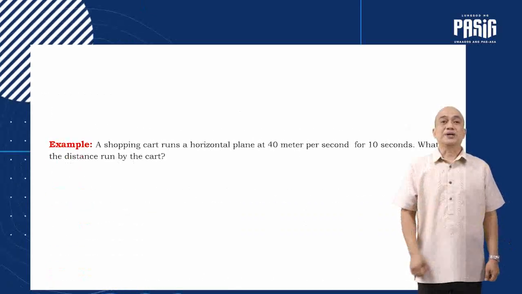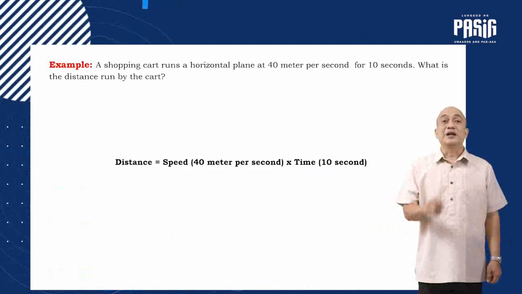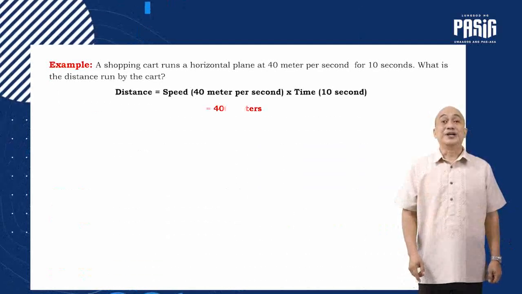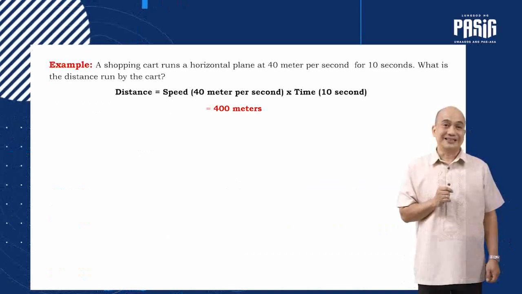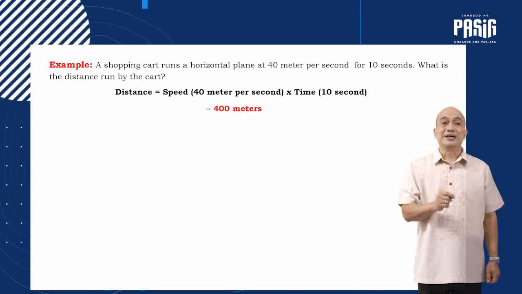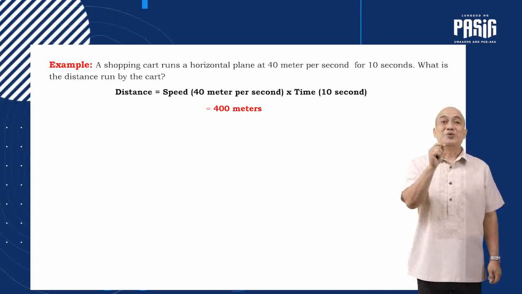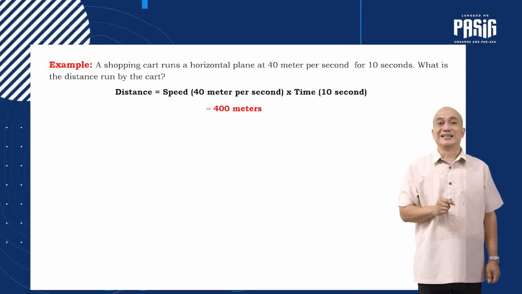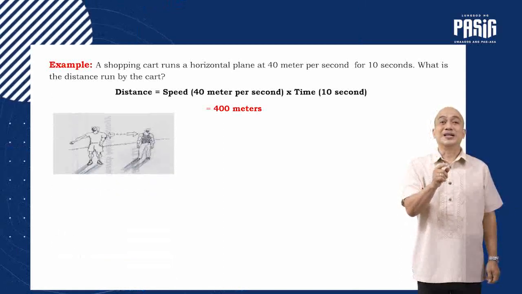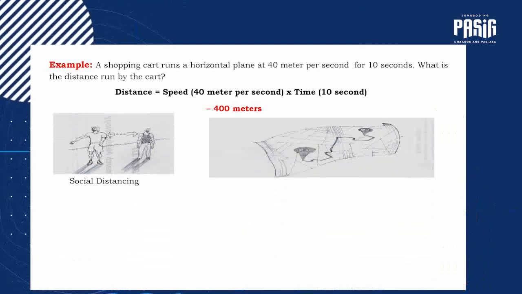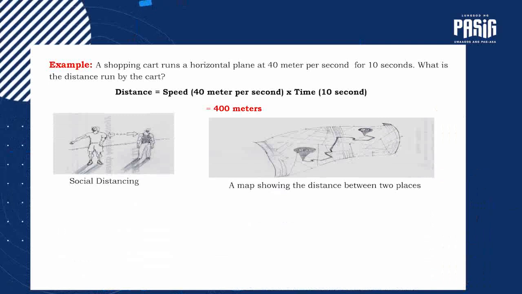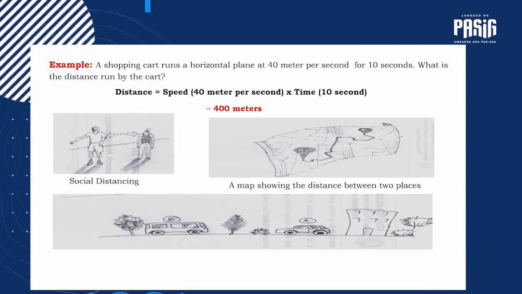Example, a shopping cart runs on a horizontal plane at 40 meters per second for 10 seconds. What is the distance run by the cart? So you have to give the formula. Distance is equal to speed, which is 40 meters per second, multiplied by time, which is 10 seconds. So the answer is 400 meters. We have an illustration there, children. Social distancing. Another, we have a map showing the distance between two places.